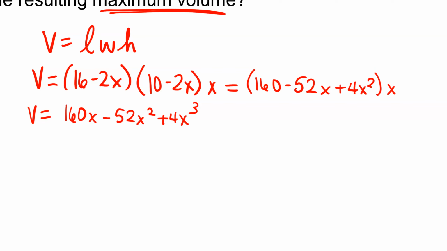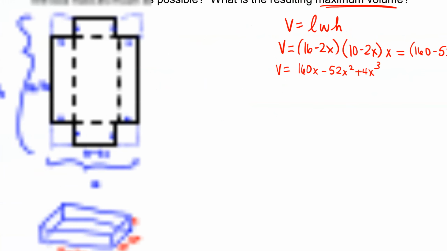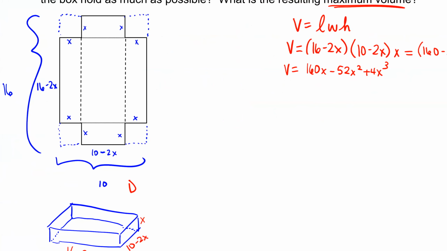Well, how do you know? That starts talking about our domain. Do we know what our domain should be? It has to be greater than 0 because you can't cut a negative distance. It doesn't make sense. Does it have to be less than 8? So let's think about it. x is the amount that we're cutting off, right?